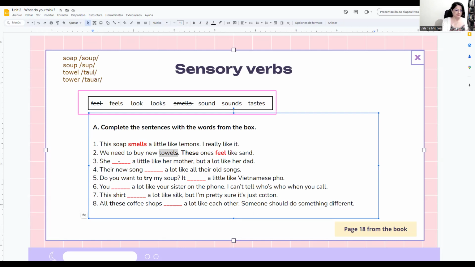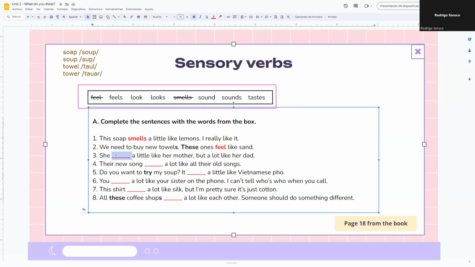Now let's go with number three. So she, what could it be? Let me see what we have in the chat. She looks, definitely. She looks a little like her mother, but looks like her dad. So yeah, we are talking about appearance in this example.